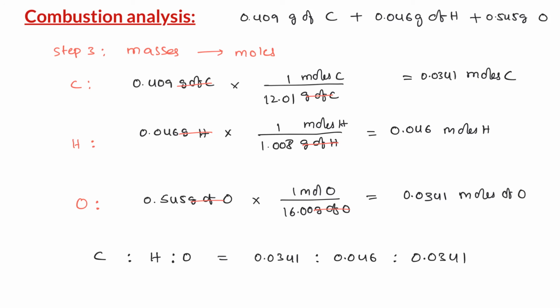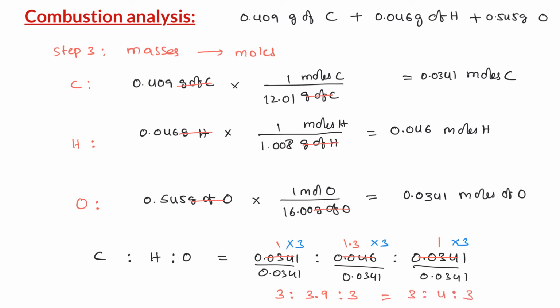In order to get the simplest whole number ratio, I am going to divide all these numbers by the smallest one, which is 0.0341. So the ratios that I get are 1 to 1.3 to 1. To convert this into a whole number, I am going to multiply all these numbers by 3. So the final ratio is 3 to 3.9 to 3, which can be approximated as 3 to 4 to 3. Therefore, the empirical formula is C3H4O3.